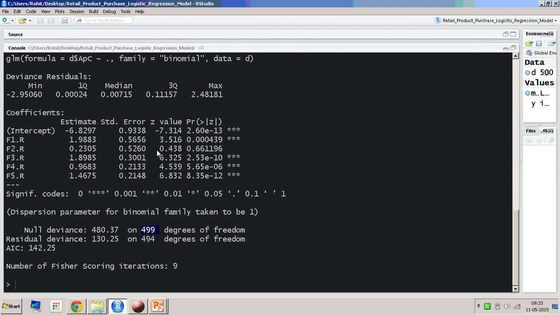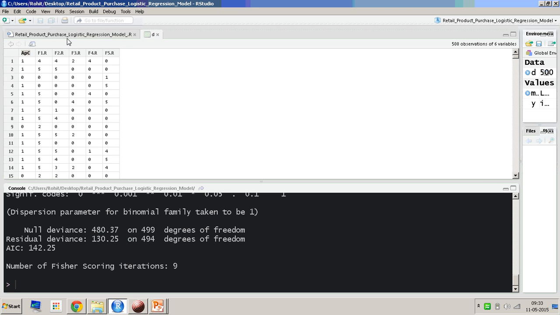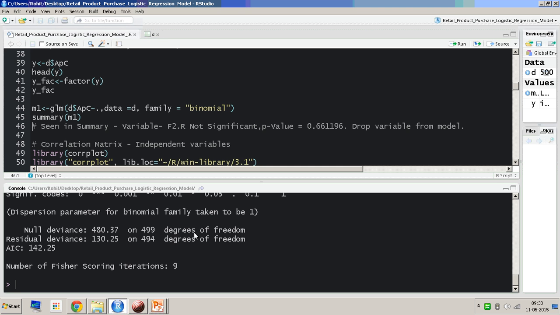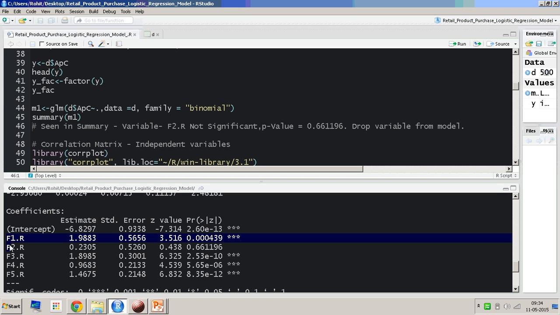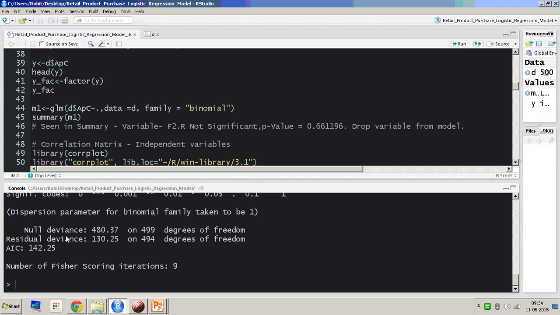So 499 degrees of freedom is nothing but whatever is my n, which is the 500 observations, those 500 observations minus 1. So that is basically the degrees of freedom, n minus 1. And this 494 degrees of freedom is 499 minus how many independent variables do I have over here. So we look at the null deviance and the residual deviance within the processing of this particular data set.